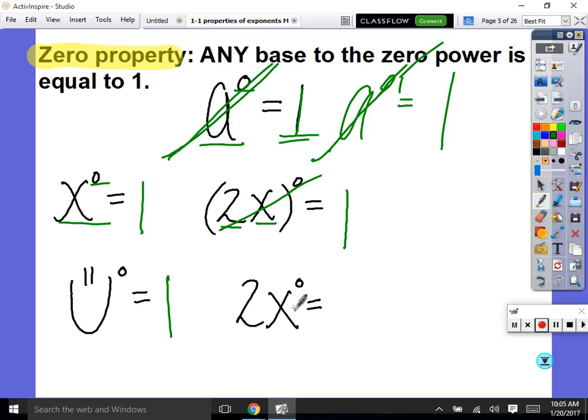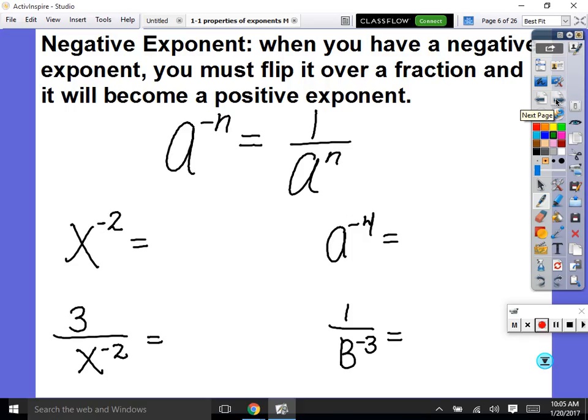Now careful here. This is where people mess up. Do you see how there's no parentheses on this? That means 2 times x to the 0. The only thing that's raised to the 0 power is base x. Do you see the difference between those two things? The parentheses were saying all this stuff to the 0 power, so it all became 1. This is just x to the 0 power, so only this becomes a 1. So what's 2 times 1? 2. Everybody good? No questions?